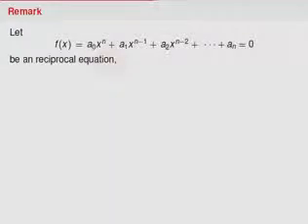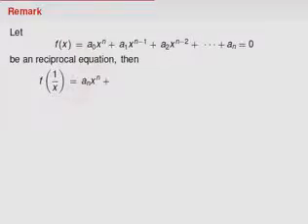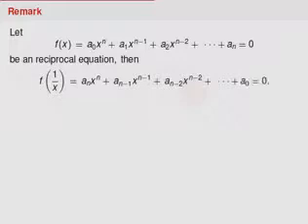If it is a reciprocal equation, then we can replace x by 1 by x, and the equation can be rewritten as a n into x to the power of n plus a n minus 1 into x to the power of n minus 1 plus a n minus 2 into x to the power of n minus 2 plus up to a naught is equal to 0. That means we divide throughout by x to the power of n, and we get the term f of 1 by x.